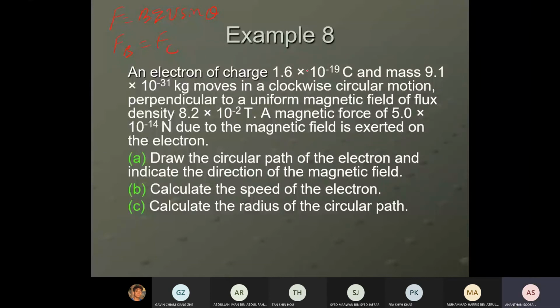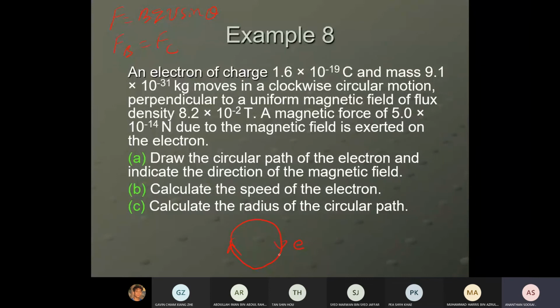So an electron, its charge is given and mass is given. It moves in a clockwise circular motion, perpendicular to a magnetic field of a given flux density. The magnetic force is due to the magnetic field exerted on the electron. Draw the circular path of the electron. Indicate the direction of the magnetic field. So this is the electron, moving in a circular path in a clockwise direction. Can you tell me whether the magnetic field is into the page or out of the page to make the electron move in a clockwise circular path?